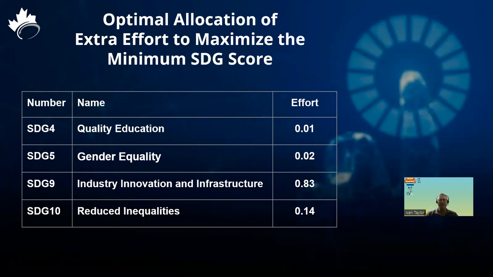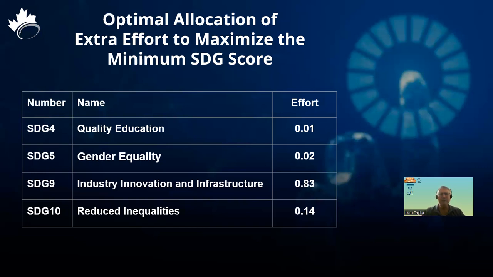However, it's not absolutely clear which scores should be emphasized. So what we decided is that we would try to maximize the minimum SDG score, which is industry, innovation, and infrastructure. And so we thought that by maximizing the minimum score, we would have a very much better situation overall for the SDGs for Colombia.